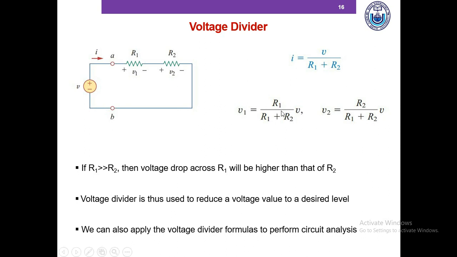So if we just remember this, V1 equals to R1 by R1 plus R2 times V, and V2 equals to R2 by R1 plus R2 times V. You don't have to take KVL and apply Ohm's law each time. So yeah, that's the advantage of voltage divider. And also voltage divider is used to reduce a voltage to a certain level.